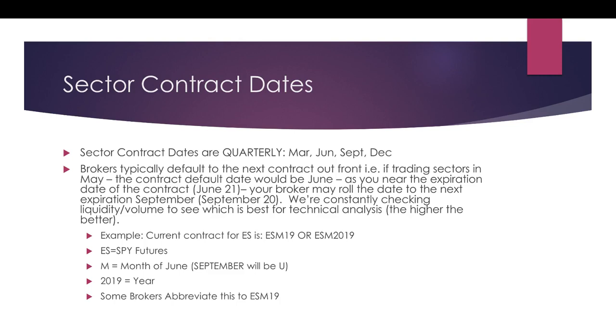So for example, most of us in the room are trading ESM19 or ESM 2019. ES stands for SPY Futures. M stands for the month of June. September will change to a U, then it would be ESU 19. 2019 obviously is the year. Some brokers abbreviate this to ESM 19.